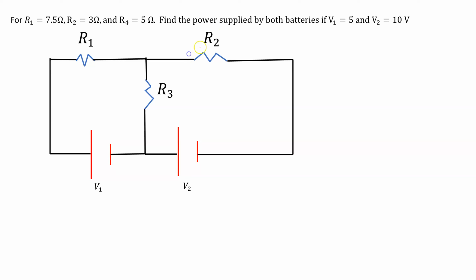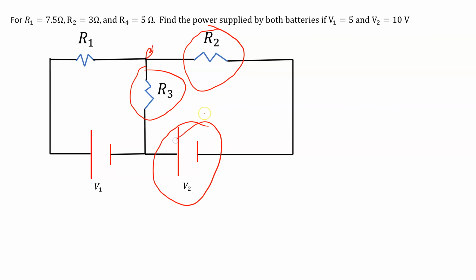R2 and R3 are not in series because there's a junction between them. And they're also not in parallel because this battery spoils it. For two things to be in parallel, they have to be the only two things in a loop. And in this case, R2 and R3 have to share their loop with the battery. So this is not a reducible circuit.